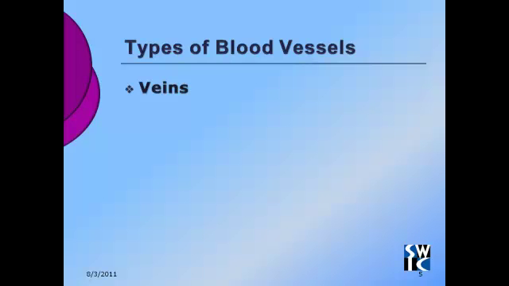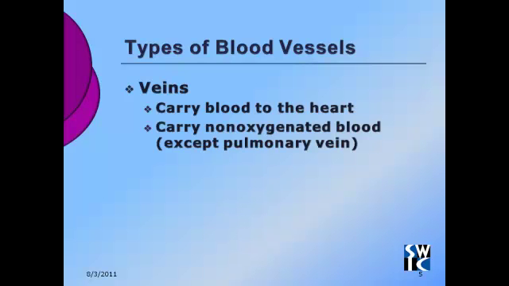Veins are the main vessel used for obtaining blood for laboratory testing. A vein is defined as a vessel which carries blood to the heart, and except for the pulmonary vein, they generally carry non-oxygenated blood. The walls of a vein are much more spongy and not as thick, and there will be no pulse in a vein.